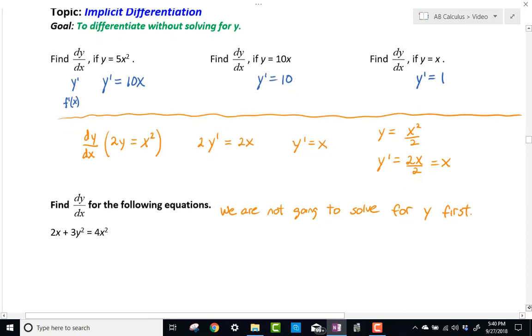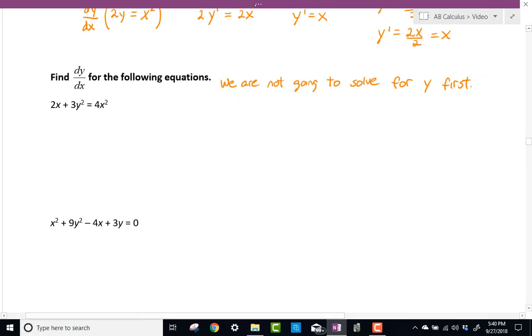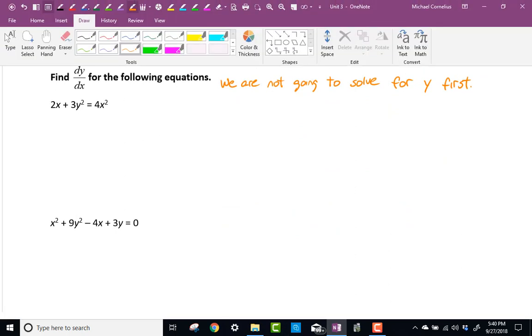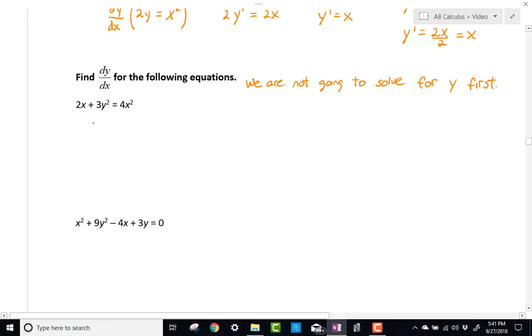We're going to use all our different rules here, but take a look at this first one. All right, let's go with some blue. I like blue. If I want to take dy dx of this, the derivative of 2x is 2. That one's pretty straightforward.